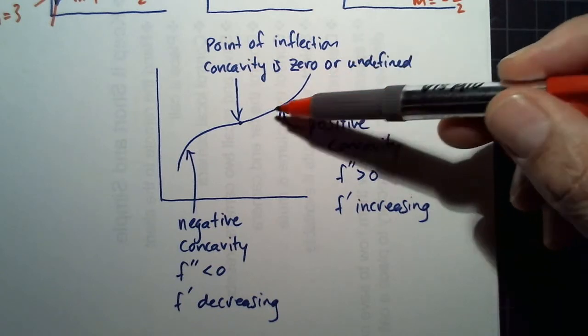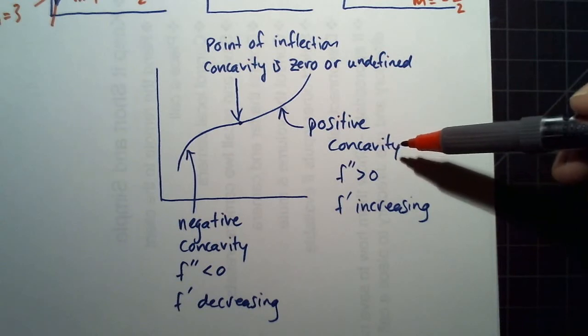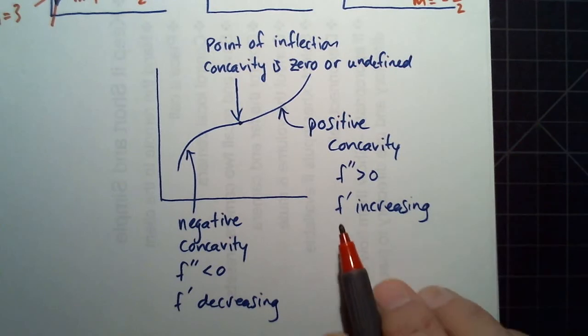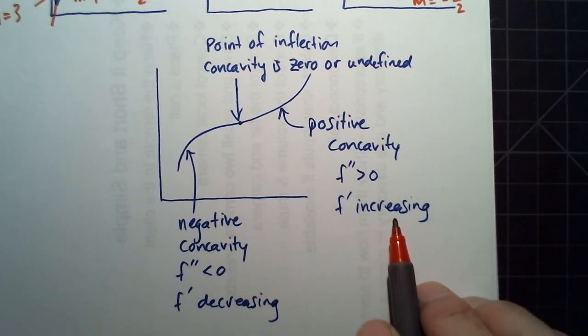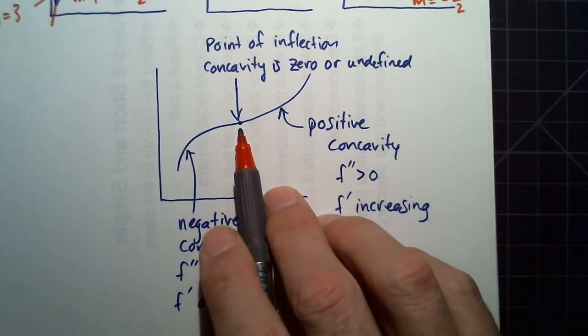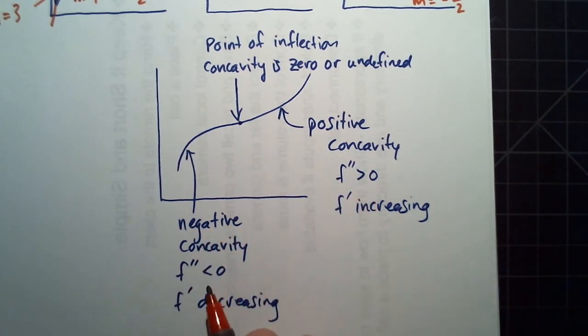Here we have positive concavity. The graph is curving up. It has positive concavity, positive curvature. The second derivative is positive, and the first derivative is increasing. So a point of inflection occurs where the second derivative changes signs. Here we go from negative to positive. We can also go from positive to negative. Either way, when the sign changes on the second derivative, there will be a point of inflection.